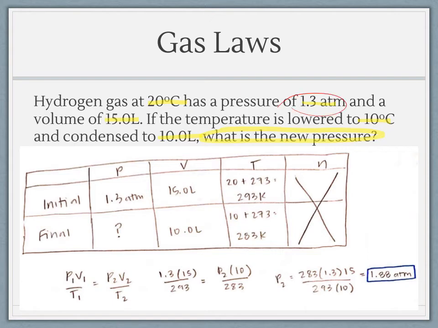1.3 atmospheres was the initial pressure. The final pressure, or P2, was my unknown. Initial volume was 15. Final volume was 10. Initial temperature was 293 because remember we have to convert to Kelvin. Final temperature was 283 Kelvin. We plugged in everything we knew. We solved for P2 and we get 1.88 atmospheres.